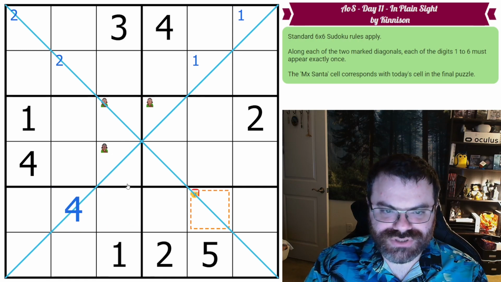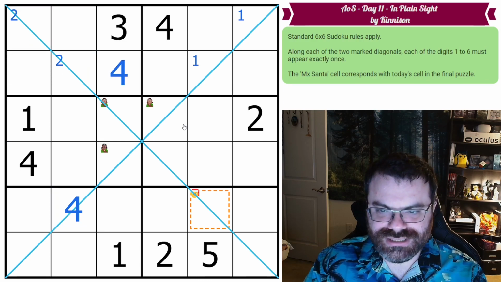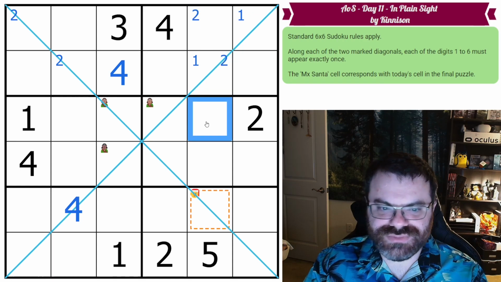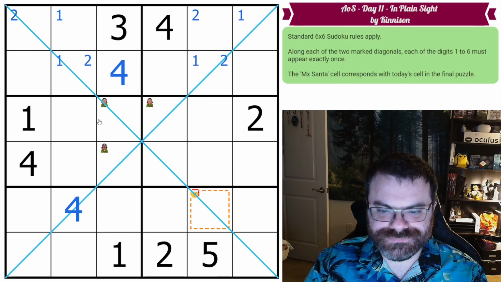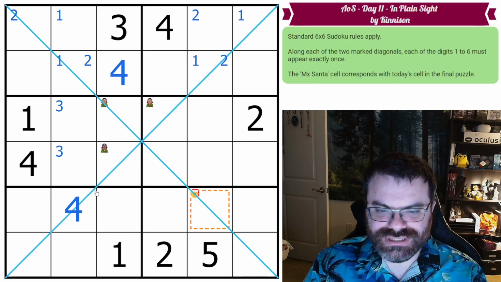And let's see, what else can we do with 4s? Yeah, these 4s now look up, placing a 4 here. This 2 and this 2 look up, so there is a 2 in one of these. We might as well mark that. We also have these 1s looking up, putting a 1 in one of these. Let's see. So we have a 3 in one of these two just because of this 3 here.